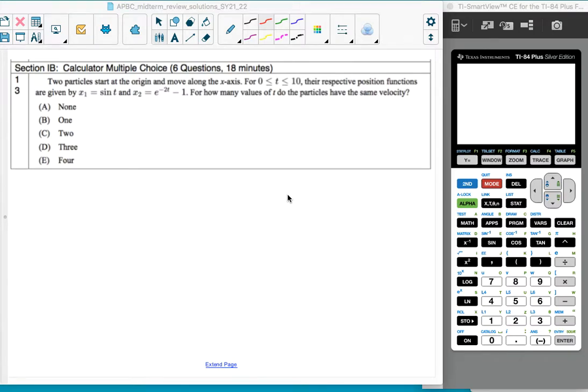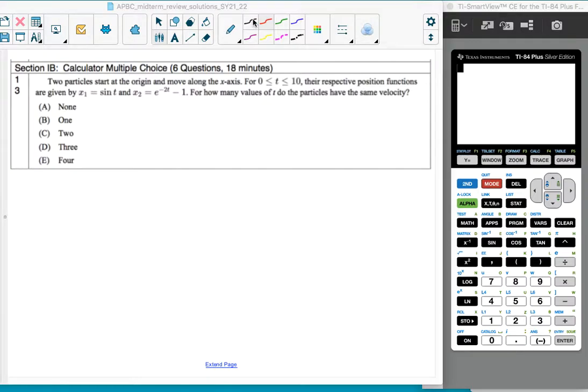All right, this is AP BC Calculus, and we're doing midterm review. This is multiple choice 13, which is a calculator multiple choice question. Two particles start at the origin and move along the x-axis from t is 0 to 10. Their respective position functions are given by x1 is sine t, and x sub 2 is e to the negative 2t minus 1. For how many values of t do the particles have the same velocity?